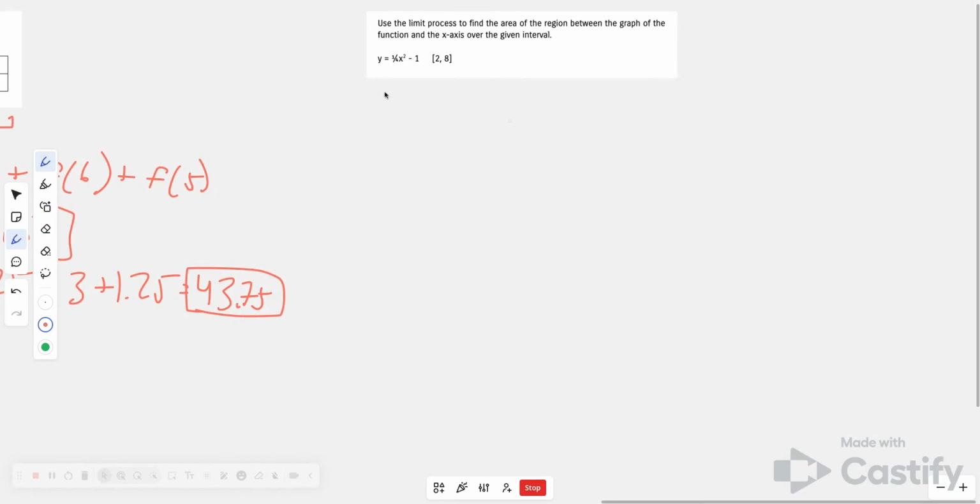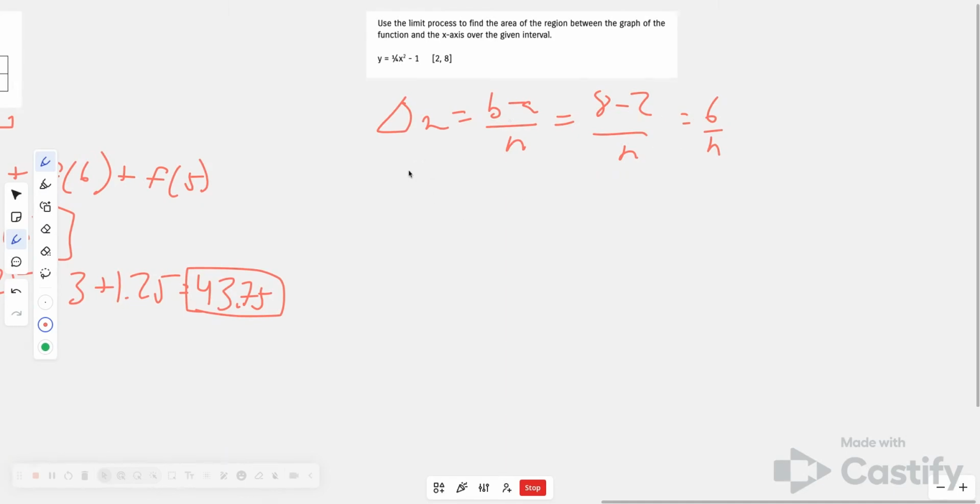So first, we're going to be finding delta x. And the formula for that is b minus a over n. In this case, the b value is 8 and a is 2. So it'd be equal to 6 over n.